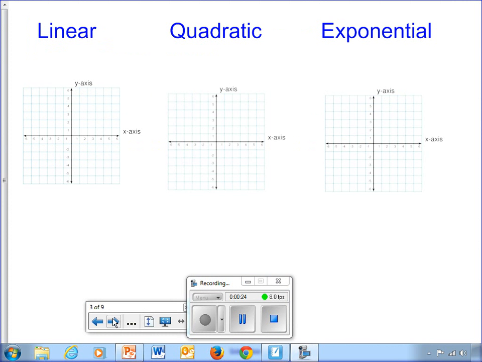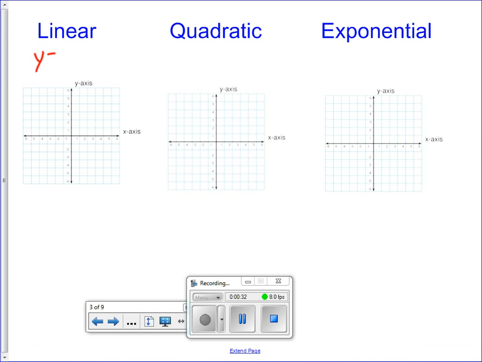Alright, so let's look at linear. Linear functions are in the form of y equals mx plus b. Another form that you may see, that of course is the slope-intercept form, is ax plus by equals c. And that's the standard form of a linear equation.